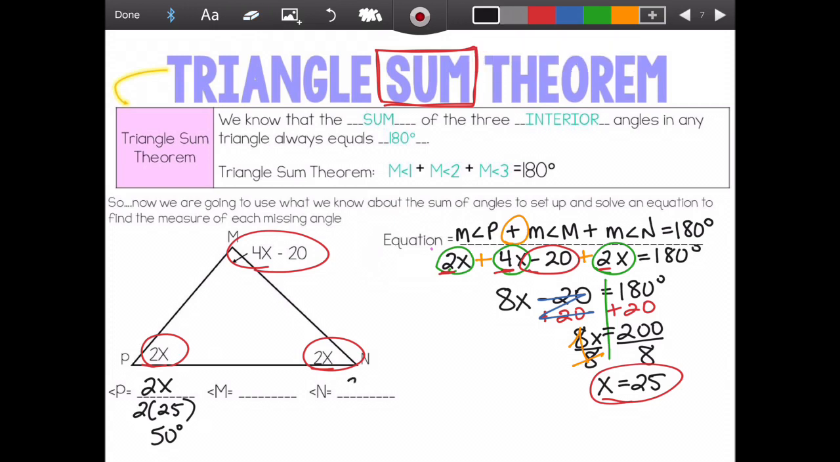All right, so we have 2x. But again, we're going to substitute the x for 25. So 2 times 25 is 50 degrees. And again, you can always double check with a calculator.